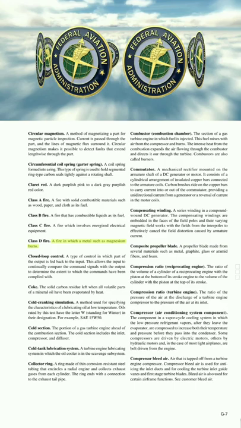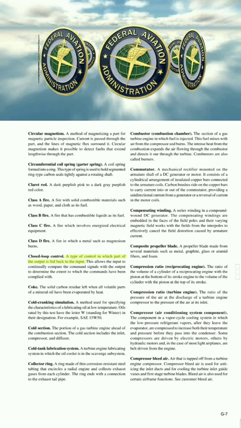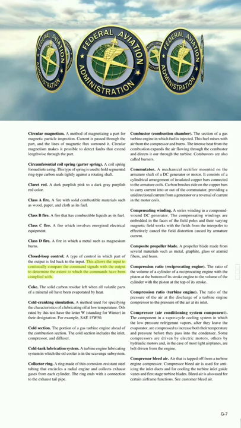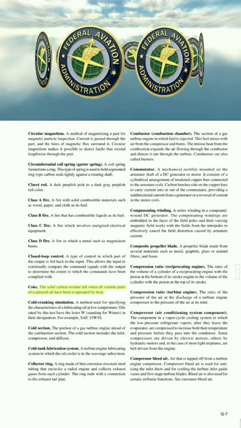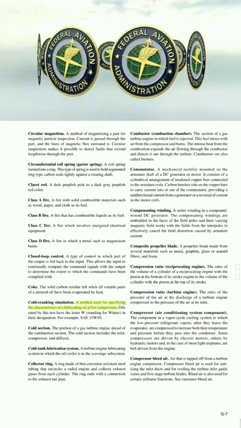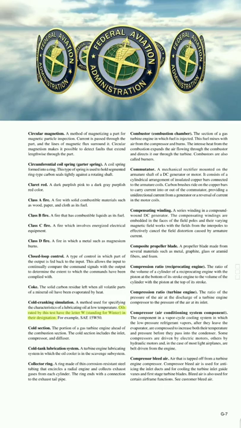Closed loop control. A type of control in which part of the output is fed back to the input. This allows the input to continually compare the command signals with the output to determine the extent to which the commands have been complied with. Coke. The solid carbon residue left when all volatile parts of a mineral oil have been evaporated by heat. Cold cranking simulator. A method used for specifying the characteristics of a lubricating oil at low temperature. Oils rated by this test have the letter W, standing for winter, in their designation.